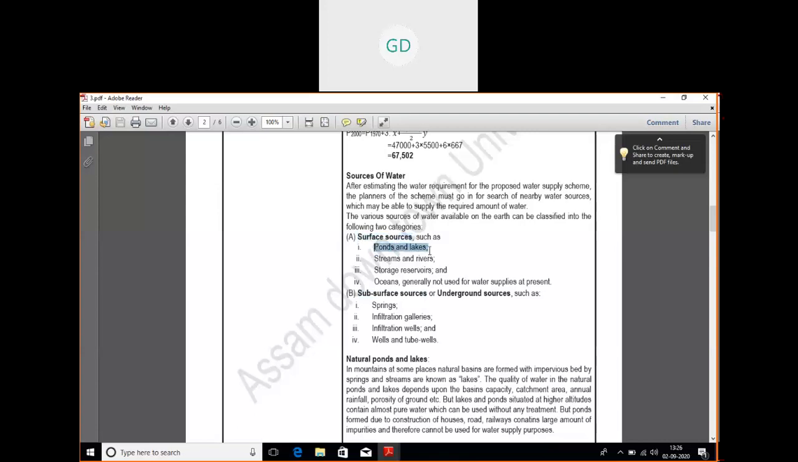What are the categories of surface sources? One is ponds and lakes, then streams and rivers, storage reservoirs, oceans. These are your surface sources, you get it easily. Next is the subsurface source: springs, infiltration galleries, infiltration wells and tube wells. I think wells and tube wells are very much known to you. So springs. How many of you know what is a spring?